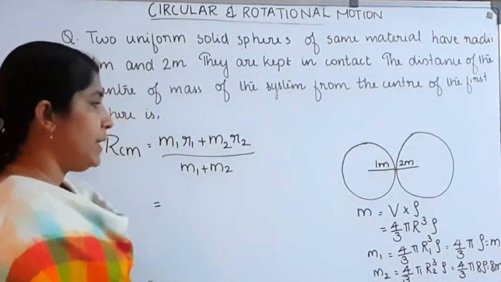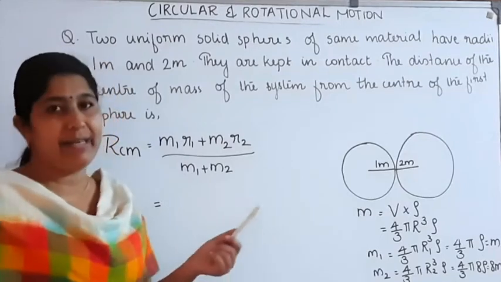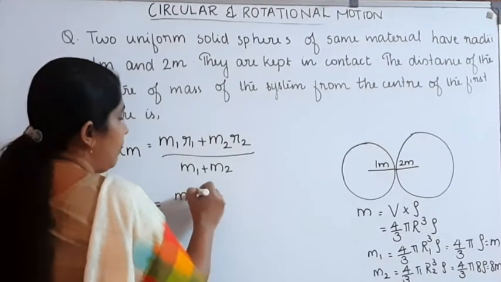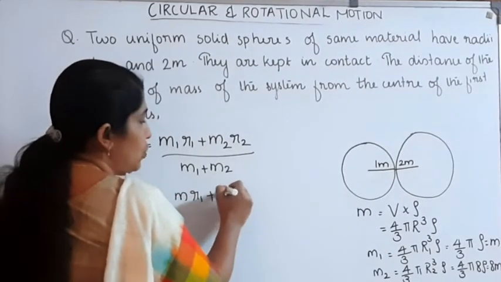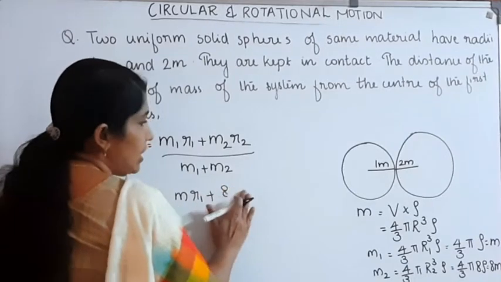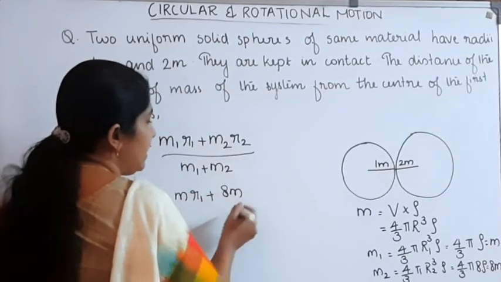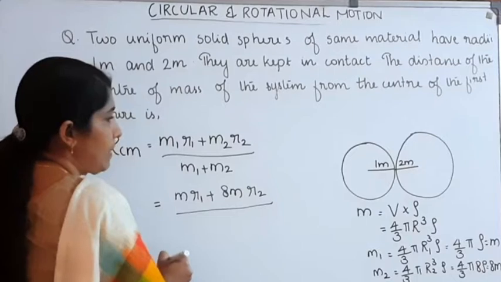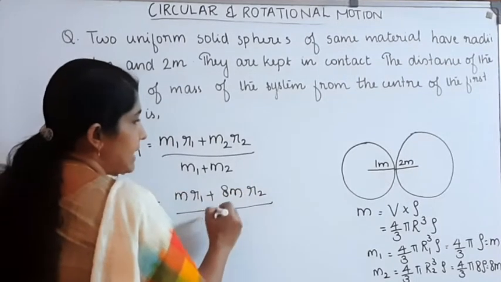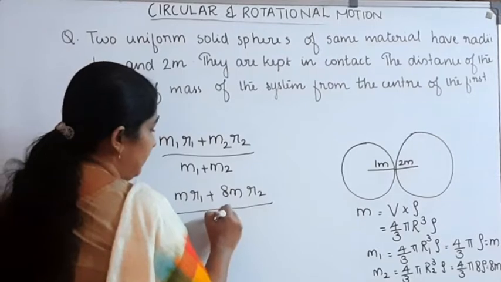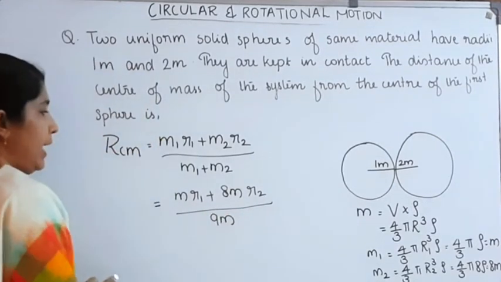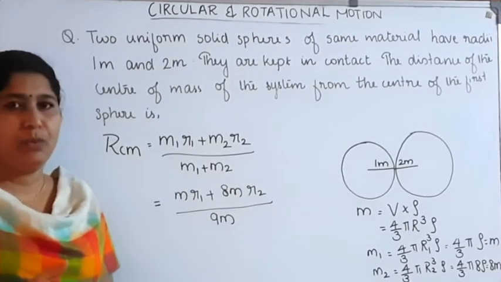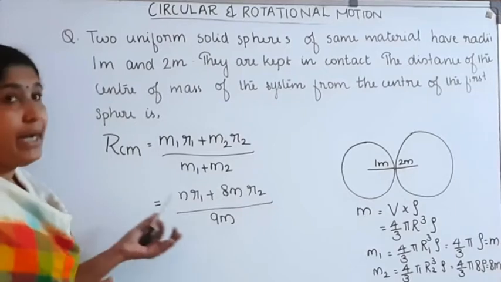Okay, the mass of the first sphere is m and the mass of the second sphere is taken as 8m. Then the center of mass is (M1 R1 + M2 R2) divided by (M1 + M2), where M2 is equal to 8M. M1 plus M2 is equal to M plus 8M, which is 9M. So it is (M R1 + 8M R2) divided by 9M. Okay, now what about R1 and R2?